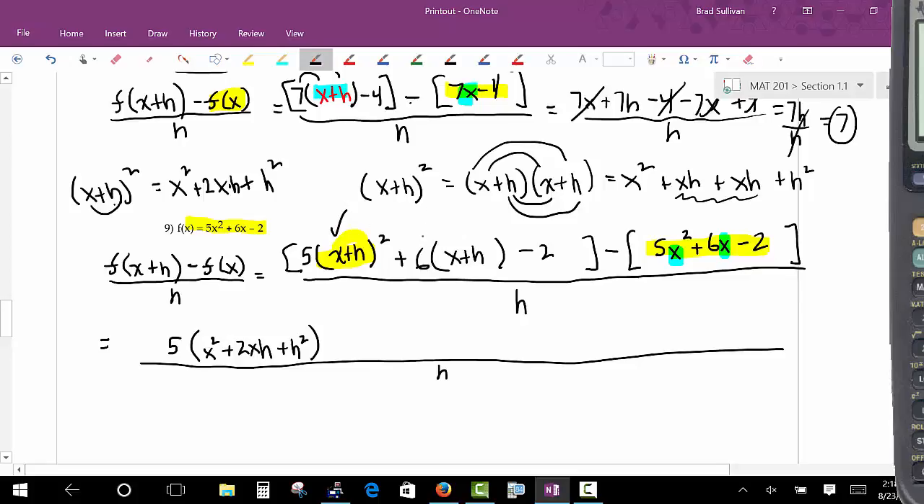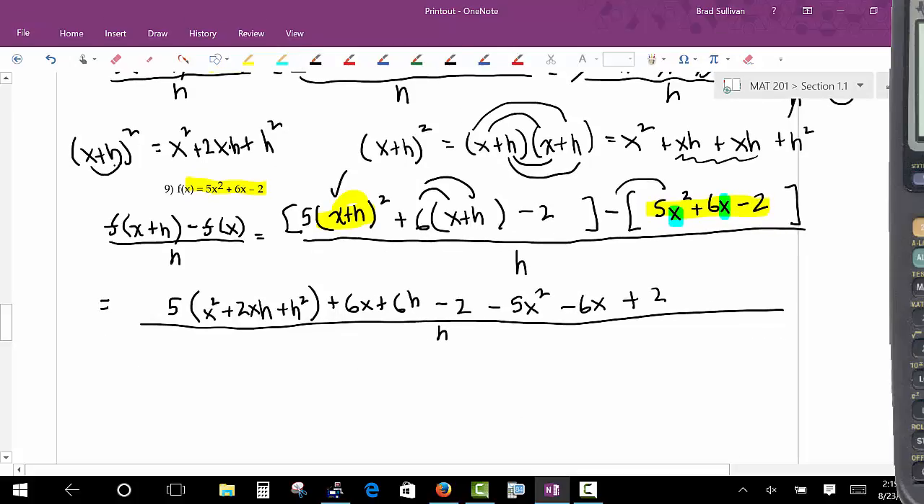We've got that done. Now we're going to do the distributive property. So that's 6x plus 6h, okay? Then we have minus 2. We don't really need these brackets anymore. And again, the subtraction symbol is going to change these signs. So you're going to get subtract 5x squared, subtract 6x, and add 2. Okay? Any questions? FOILing, distributive property, basic algebra stuff. Okay, now I'm going to distribute this.